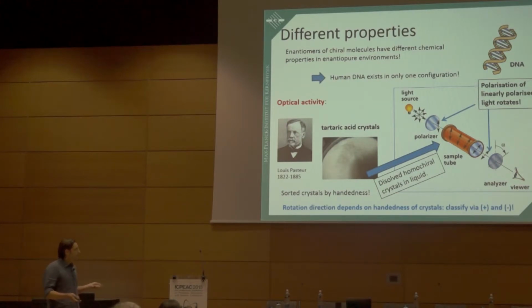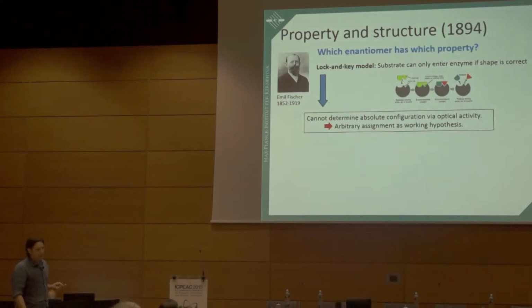classify chiral molecules by their optical rotation direction, which would be plus or minus. But which enantiomer actually has which property? This is the question that first troubled Emil Fischer when he developed his lock and key model.